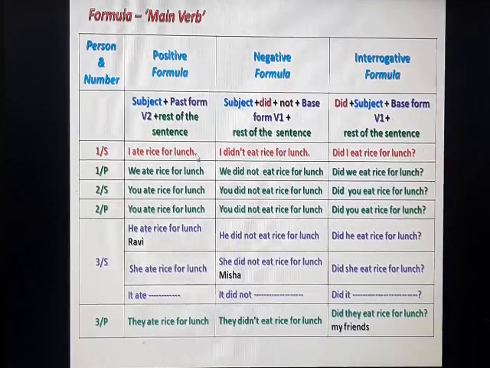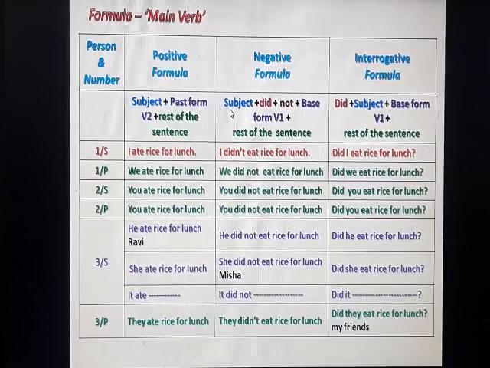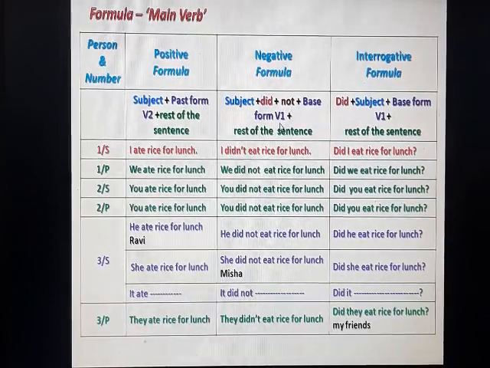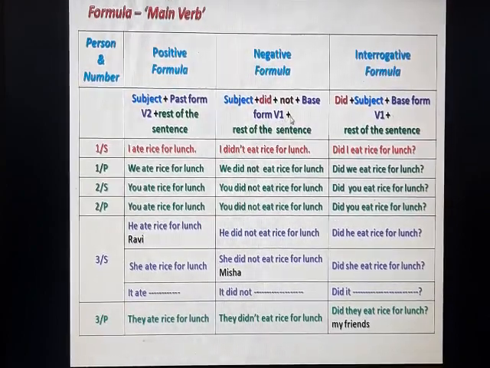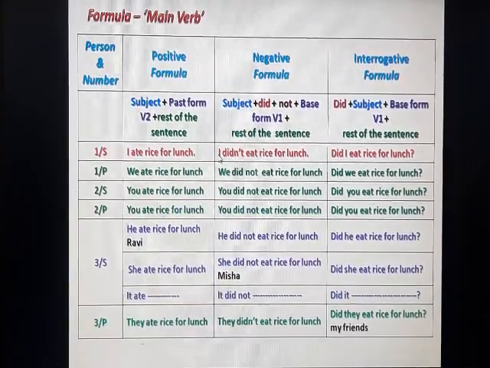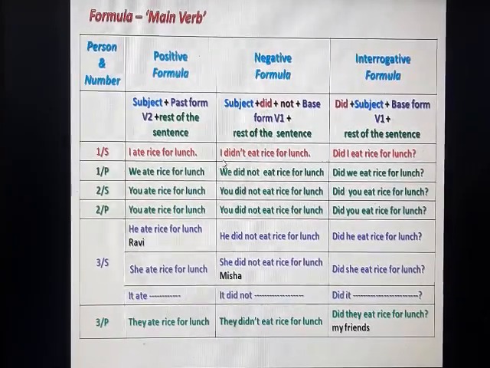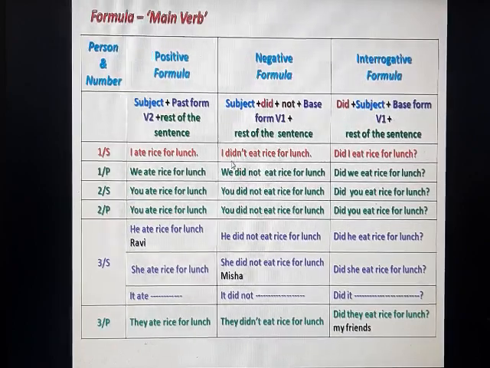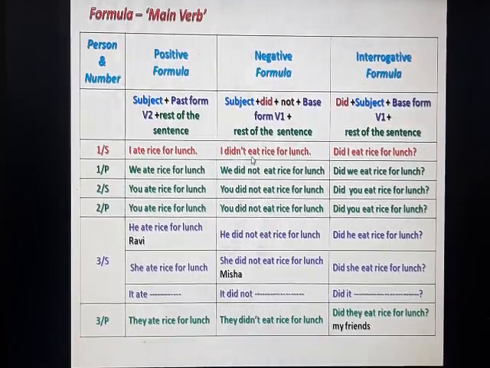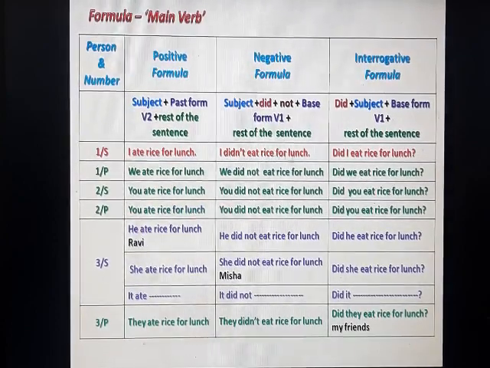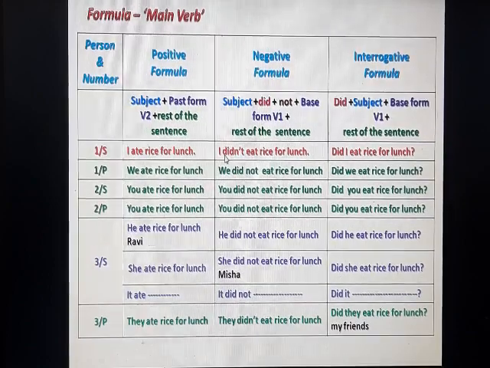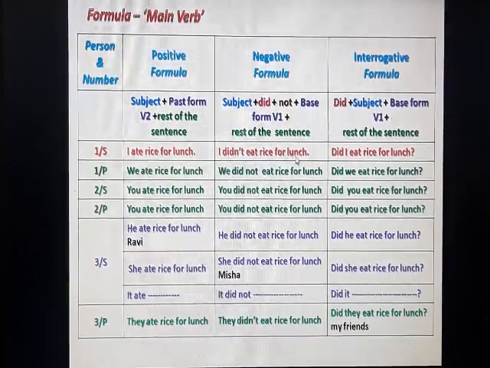Now come to the negative. The formula is subject plus did plus not plus base form of verb V1. That is the present tense form plus rest of the sentence. Subject is I in the first person singular. You have did. You have not negation. Short form is didn't. Then we have the present tense V1 form eat. Then the rest of the sentence. So the negative sentence would be I did not eat rice for lunch.